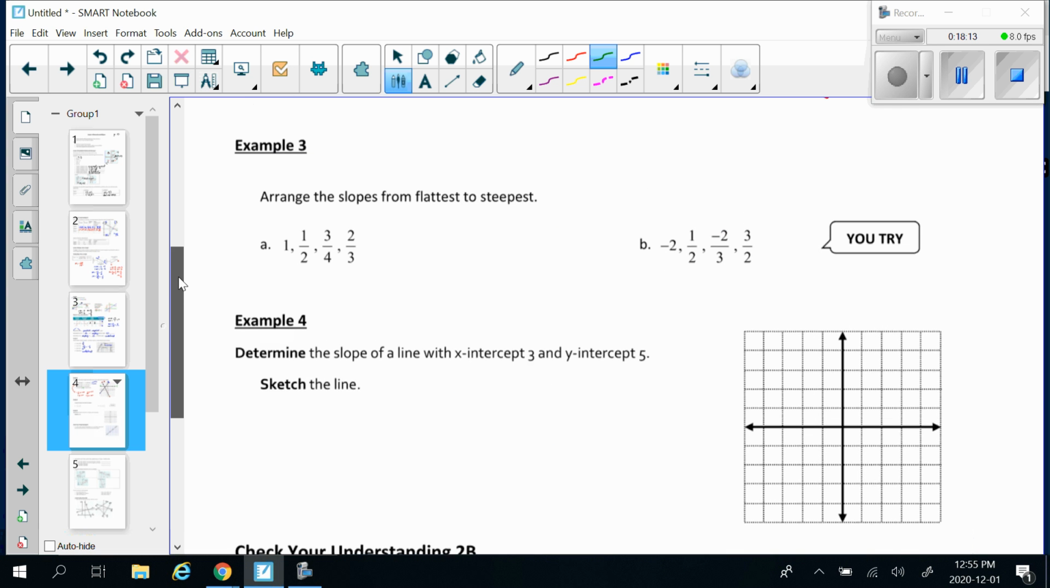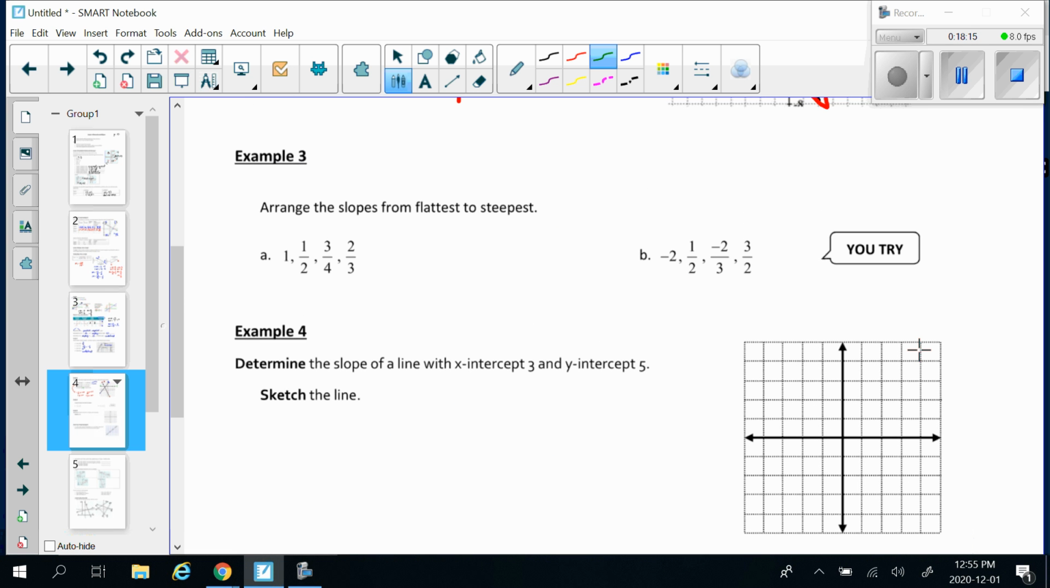Example number 3. Arrange the slopes from flattest to steepest. Okay, I want to show you what a steep line will look like. A steep line is like this. It has a very big rise, and it has a very small run. And if you have a shallow line, it's going to look like this. It has a very small rise, and it has a very long run.